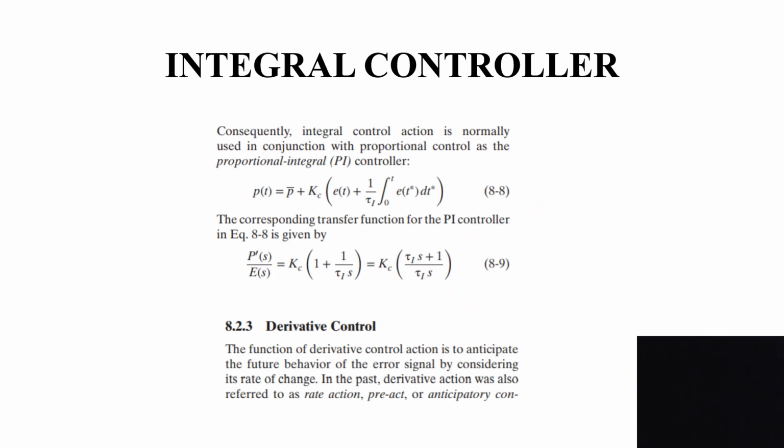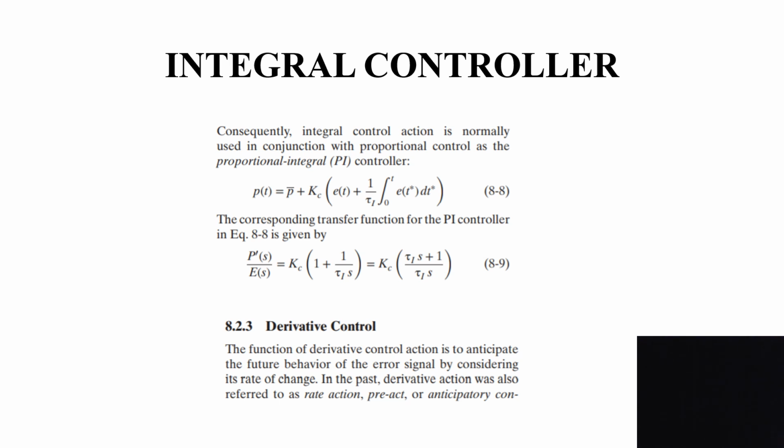Here you can see that the integral control cannot be used alone, and it is always used in conjunction with the proportional control. So already you know very well, you have kc into e of t plus 1 by tau I into the integral of e of t dt, and to arrive at the transfer function, you will get p of s by e of s equals kc into 1 plus 1 by tau I s.